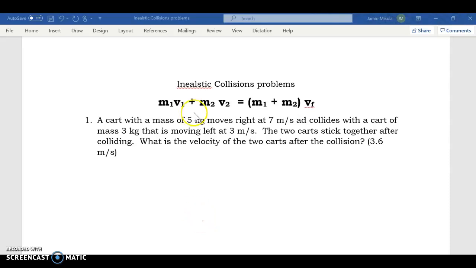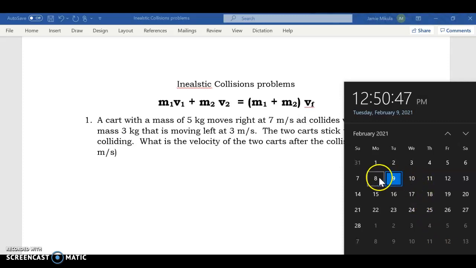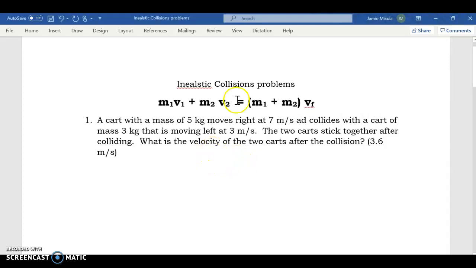Okay, so these are the inelastic collision problems that Coach Pfaff posted on Monday the 8th, that I didn't get a chance to do yesterday. So I'm going to do the same thing that I did for the elastic, and I'm going to do a chart. Basically, inelastic is when two objects start apart and then they end together. And you can see that in the formula. And so I'm going to have cart A and cart B.